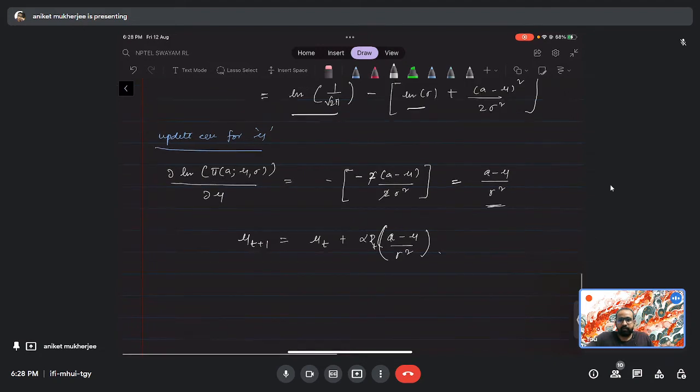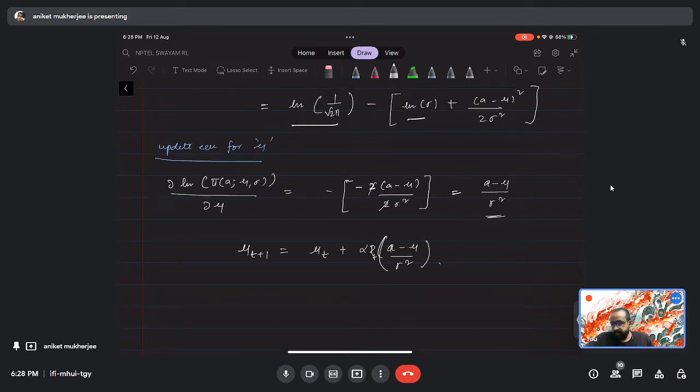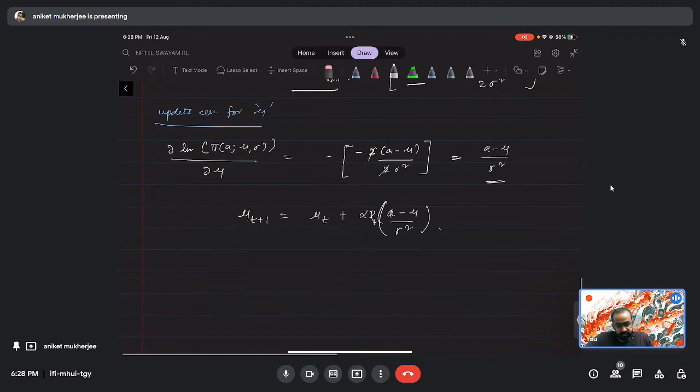Yeah, that should be it. And then I can find the update equation for sigma. Should I find the update equation for sigma, or are you guys comfortable finding the update equation for sigma?